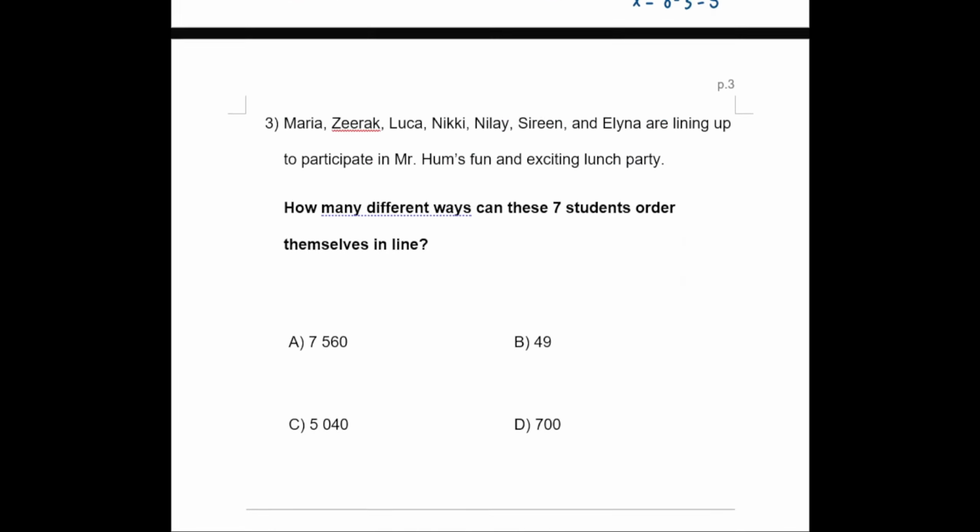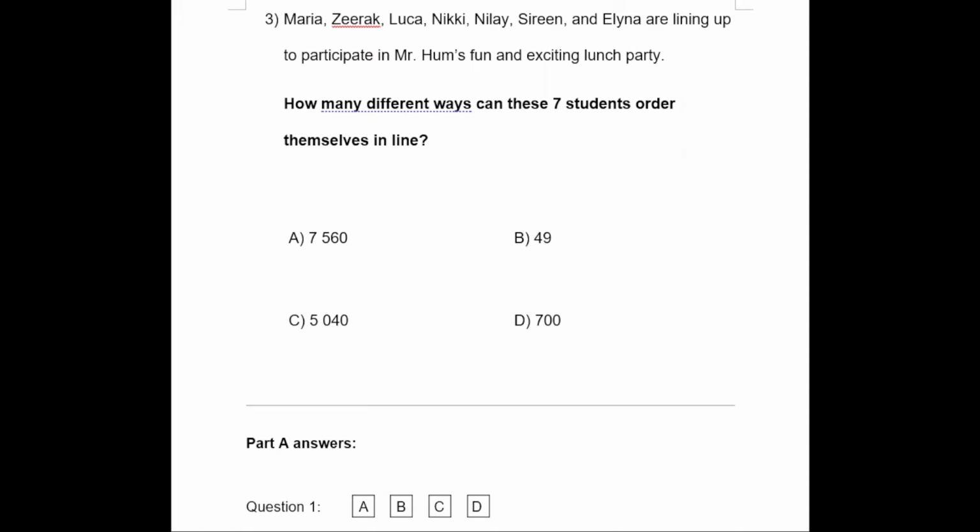All right, so moving right along to question 3. Maria, Zirak, Luca, Nikki, Nilay, Serene, and Alina are lining up to participate in Mr. Hum's fun and exciting lunch party. How many different ways can these 7 students order themselves in line? Okay, so let's think about this. How many different positions are there in this line? So there's 7 people, so there should be 7 spots, right? The first, second, third, fourth, fifth, sixth, and 7th spot.